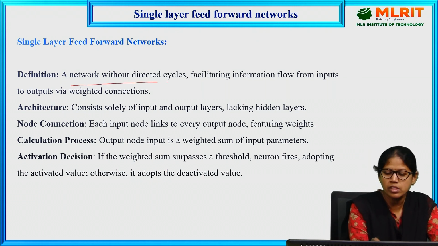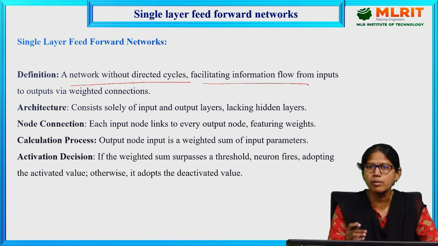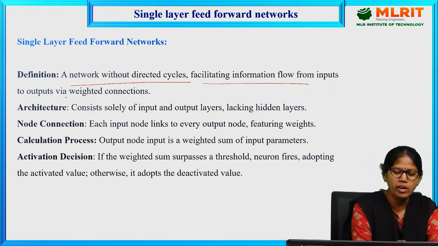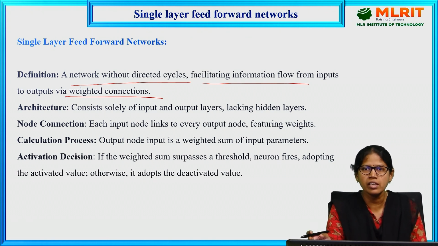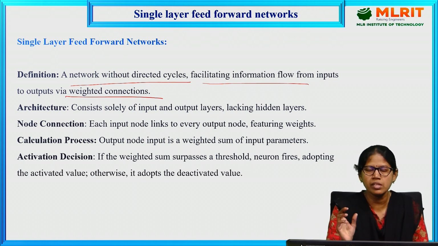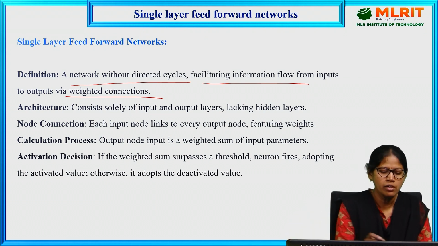A network without directed cycles, facilitating information flow from inputs to outputs via weighted connections. So it has an input layer and an output layer. The input will flow from the input layer to the output layer, and each input node will have a connection with each and every output node, which is associated with weights.